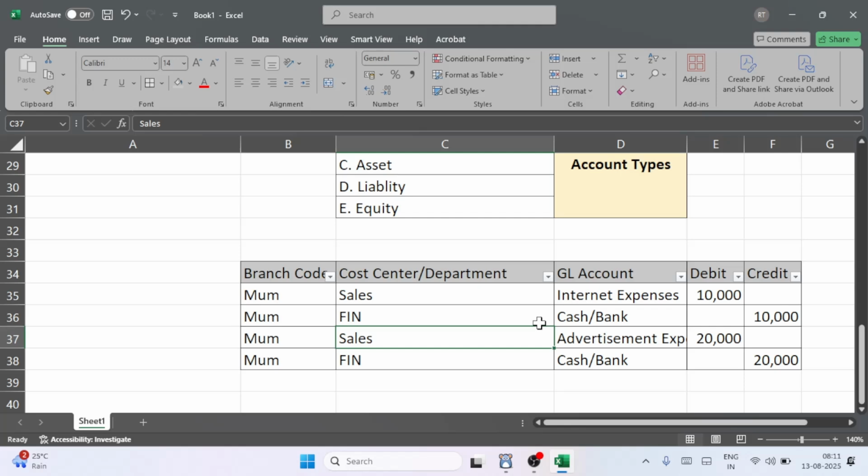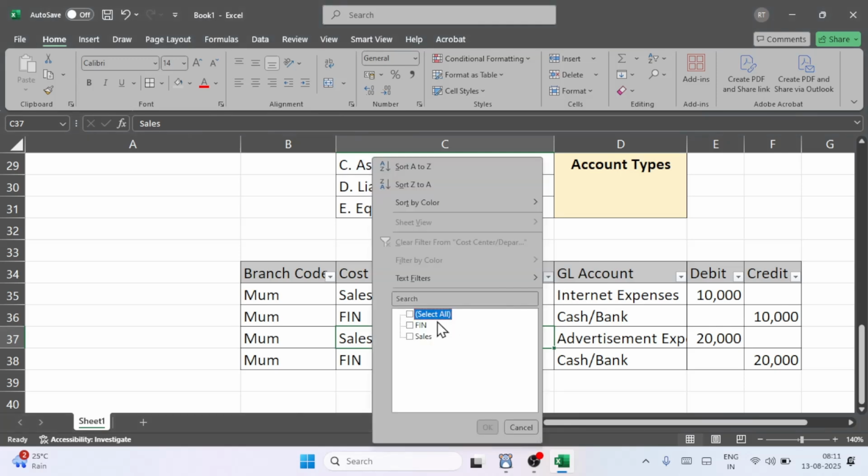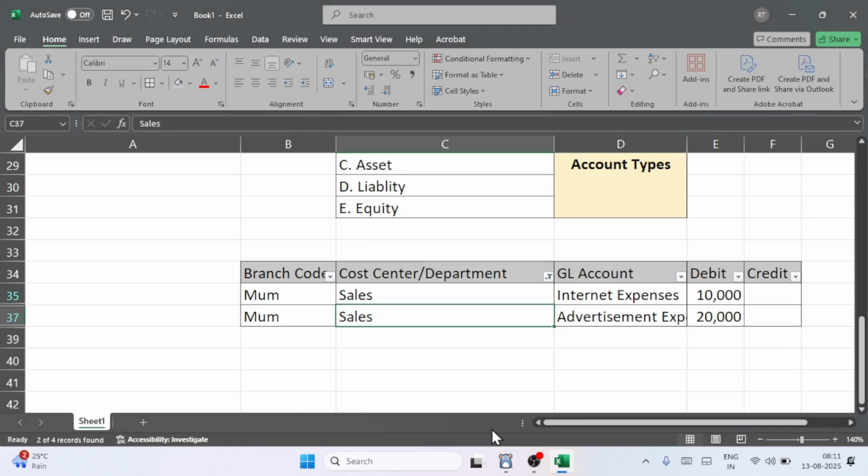In the same way, say the sales department head came and requested, can you give me the financial statement related to our cost center or department? Then what do you do? You will run the report at cost center level, and now only select sales and run the report from the overall data that is available in the system.